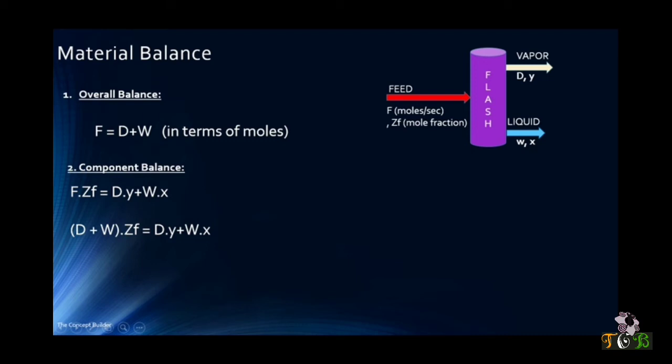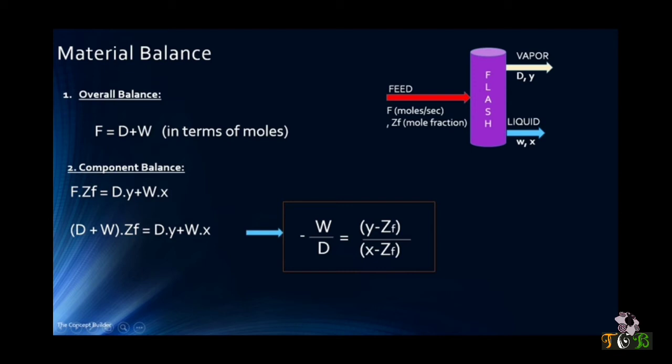It's a simple component balance, right? If you put the value of F from the overall balance and do simple rearrangements, you will get this equation, and this equation is the important formula of flash distillation. One thing to remember about flash distillation is this formula: negative W by D, where W is the liquid flow rate and D is the vapor flow rate, equals (Y minus ZF) divided by (X minus ZF).